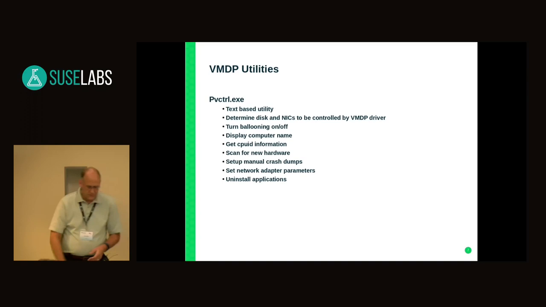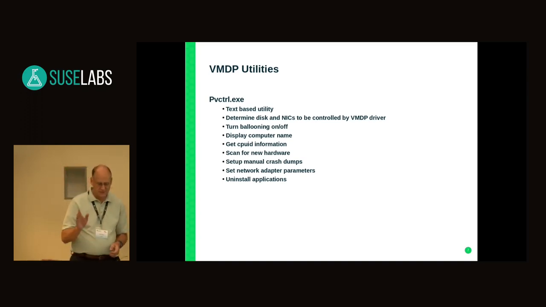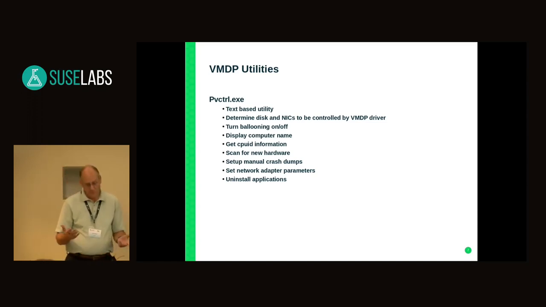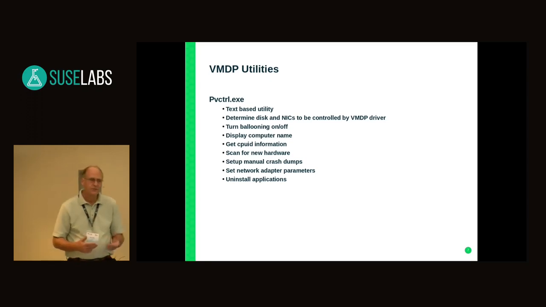So the PV control is text-based, like I said. You can set which disks you're going to control with VMDP, and which NIC drivers you're going to control. You can turn ballooning on and off. You can display the computer name. Some of these exist because some of the tests that you need to run, you have to run in core mode, and some of these things are hard to do if you're just in core mode.